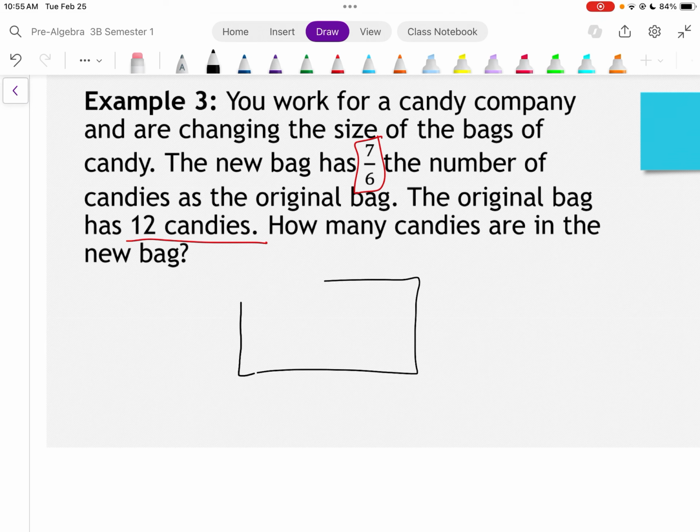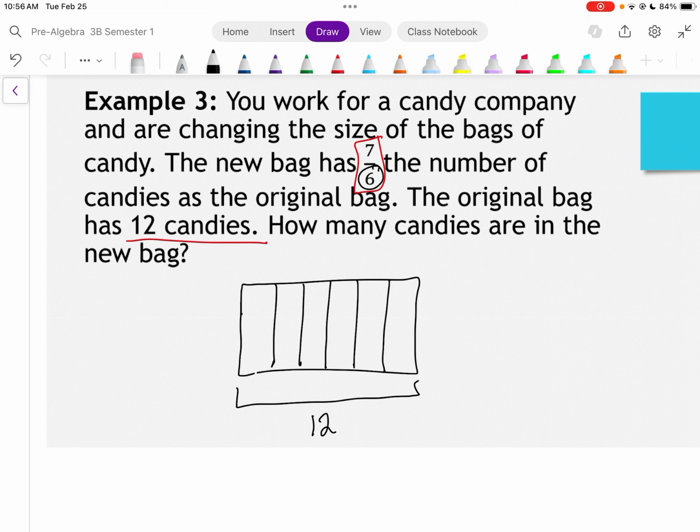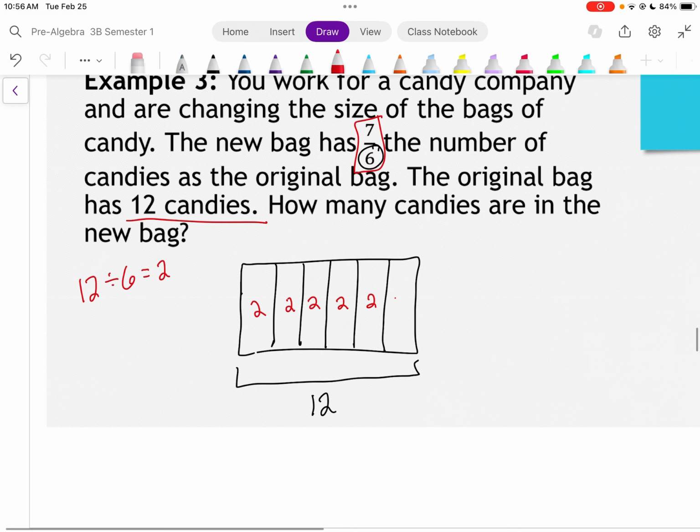All right, hopefully you have your answer already. So here's my original bag, which I know is split into 6 pieces. And there were 12 candies in this original bag. So I know 12 divided by 6 is going to equal 2. So each of these is going to have 2 pieces in there.